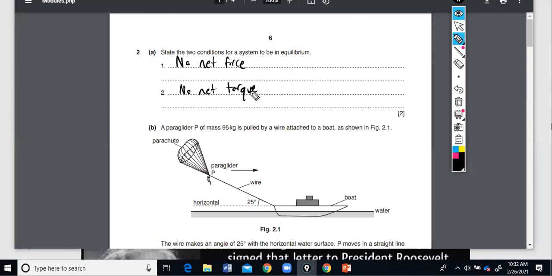But then you could maybe think about putting that into more formal language if it were a physics paper, say, the resultant force on the system is 0. The resultant torque or the resultant moment, you can use either one, on the system is 0. So to be in equilibrium, there can't be any net force or any net torque. If there were a net force, we know it would accelerate according to Newton's second law, and an accelerating thing is not in equilibrium, or a rotating thing, right? If there's a net torque, then it's going to spin in the direction of the net torque. 2 marks for that one.